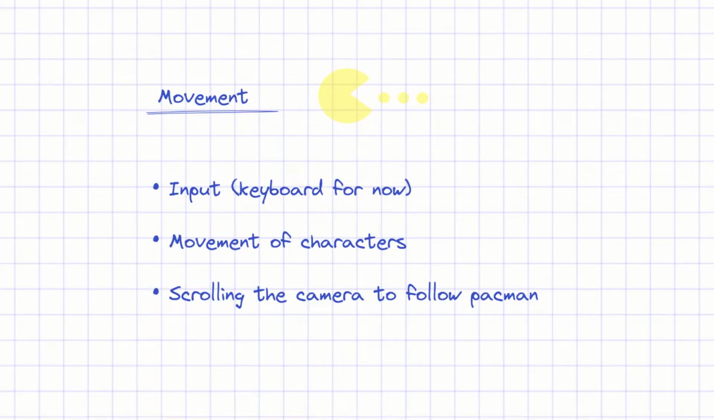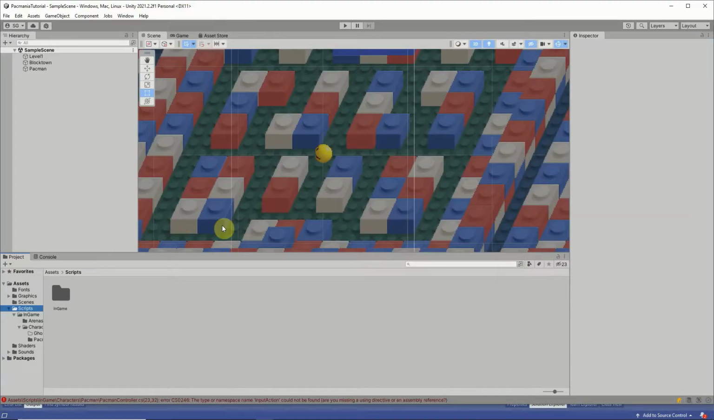Now that is all out of the way, and congratulate yourself if you understood most of that, let's start by looking at how we can create the scripts needed to deal with user input, movement of Pacman, and scrolling of the camera. Firstly, in the scripts folder, I've added some subfolders. We know there are going to be quite a few scripts to this game, and we don't want to have all the scripts in one root folder.